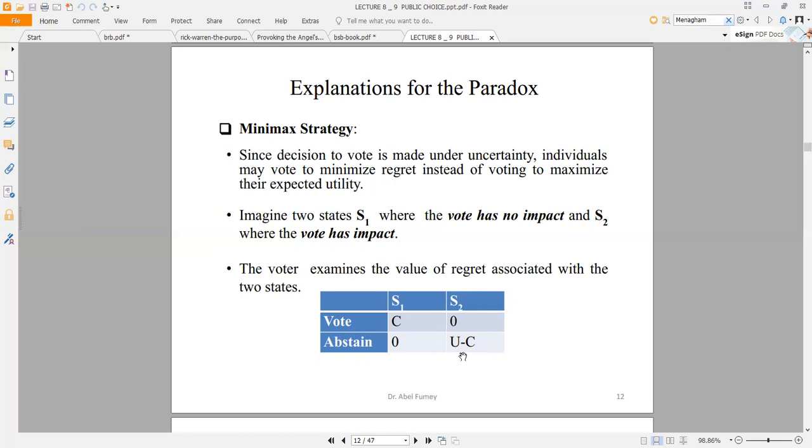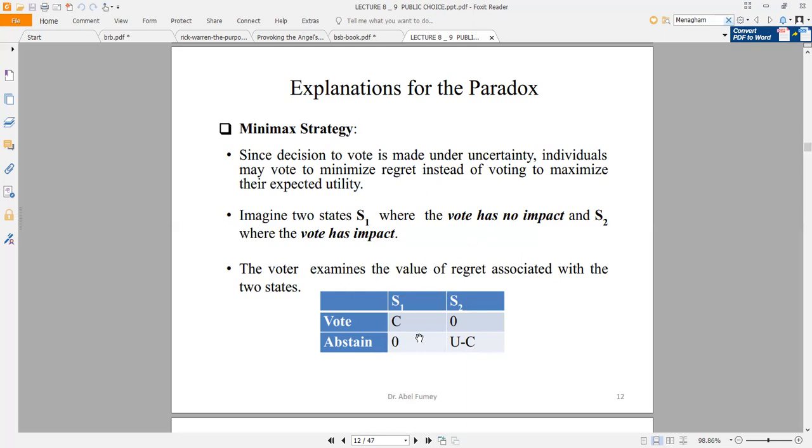So there's one reason why, even though the person knows that he's getting a negative expected utility from voting, he will still vote: so that there won't be any regrets after the voting. Let's look at the scenario. Assuming we have two states, state S1 and S2. In state S1, even if you vote, it won't make any impact at all. Your vote won't be decisive. But in state 2, your vote is decisive. It's going to have an impact.